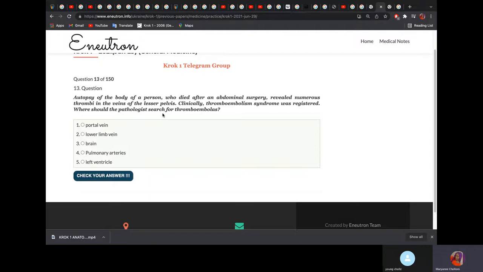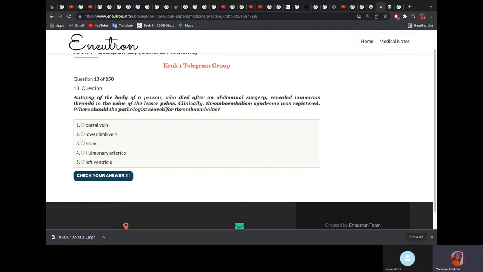So we know that in the arteries, the aorta is a large artery, then to smaller arteries, and then it enters small veins to large veins, and then a large vein like the superior vena cava. For this venous blood to get oxygenated, it has to go to the pulmonary artery. Now this person has thrombi in the veins of the lesser pelvis. So it goes from the veins of the lesser pelvis to the inferior vena cava, because it's coming from the lower part of the body.